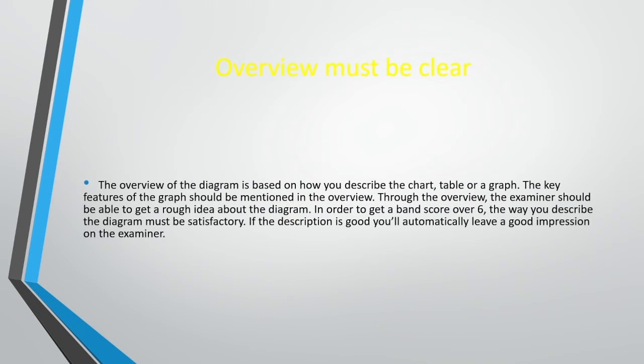The overview must be clear. The overview of the diagram is based on how you describe the chart, table, or graph. The key features of the graph should be mentioned in the overview. Through the overview, the examiner should be able to get a rough idea about the diagram in order to get a band score over 6.